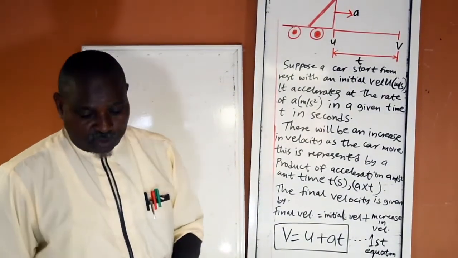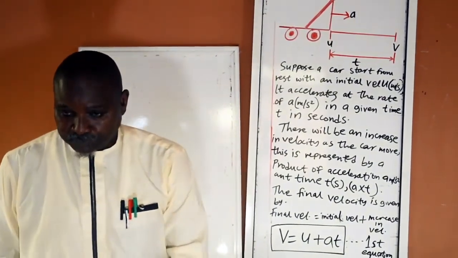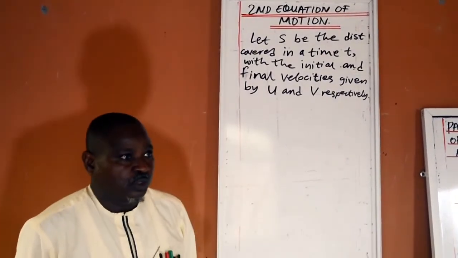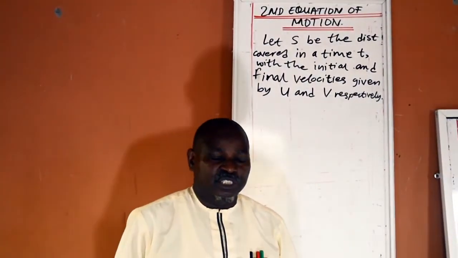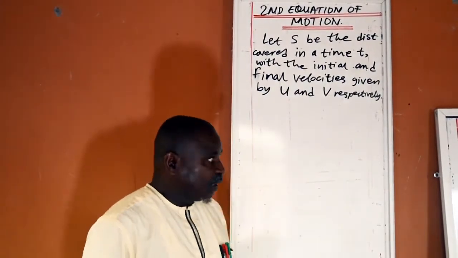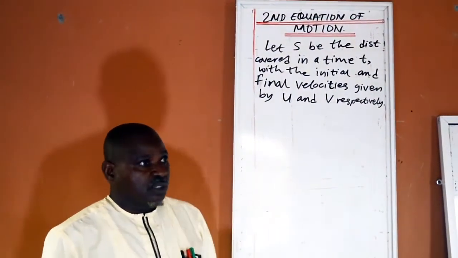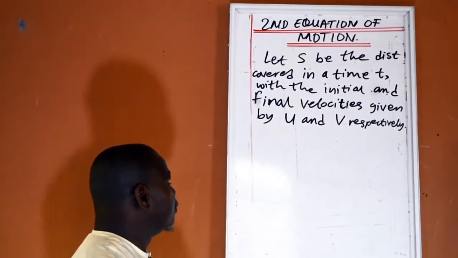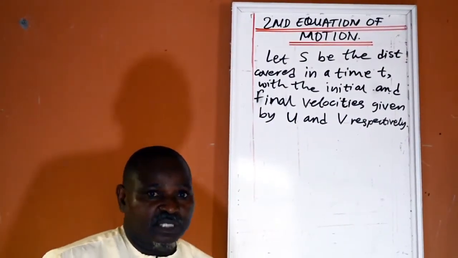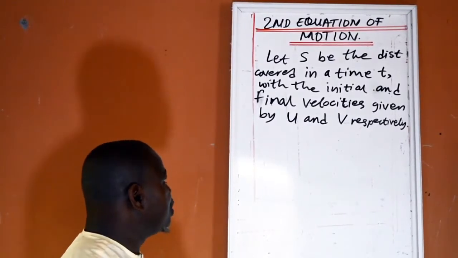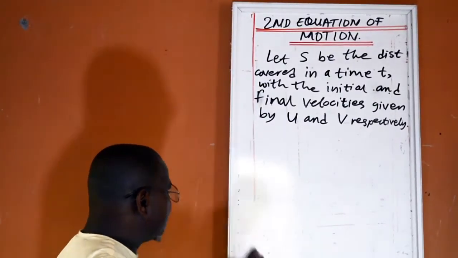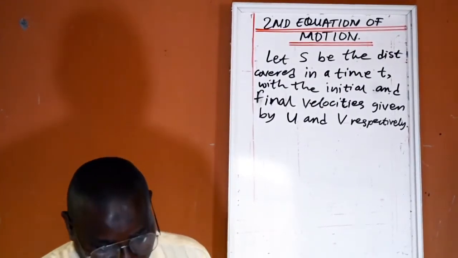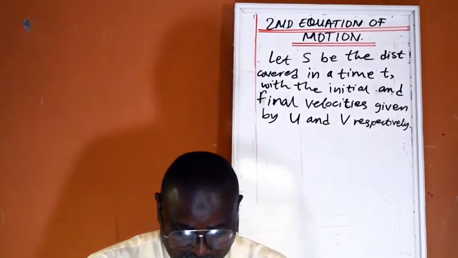Now let's go to the second equation of motion. Second equation of uniformly accelerated motion. Let us use S to represent the distance covered in a time t, with the initial and final velocity given by U and V respectively.